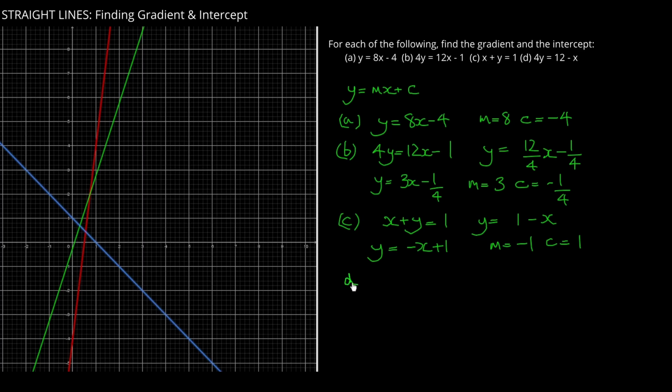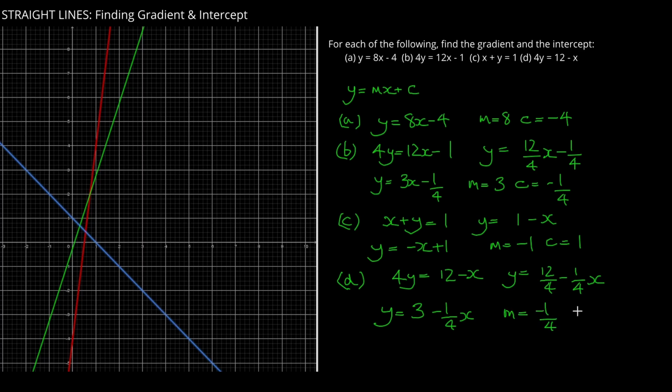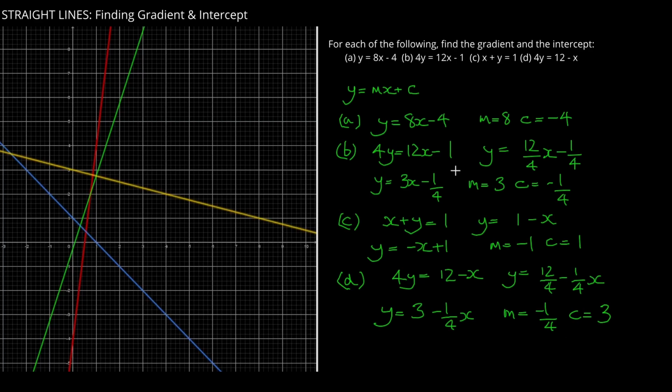Okay, let's have a look at D. Well, yet again, we've not got a simple y on the left-hand side, so we've got to divide through by 4. So we get y is equal to 12 over 4 minus 1 over 4x. Again, a tiny bit more simplification. 12 over 4 is 3, and we just copy and paste the rest, which is a quarter x. And you can see from that that m is equal to -1/4, and c is equal to +3. And there's that line on the left-hand panel.